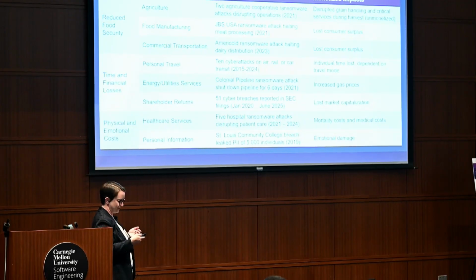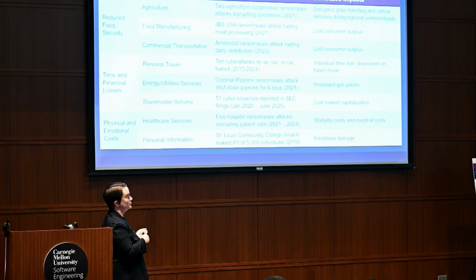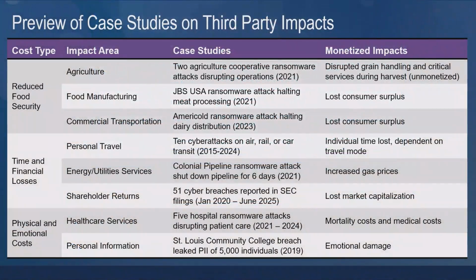From this, we identified some case studies across a few key topics. So we have food security. So this is agriculture, food manufacturing, and commercial transportation. When any of these things gets impacted, our food security gets impacted. So specific case studies that we're looking at are cooperative ransomware attacks that disrupted agriculture during harvest.